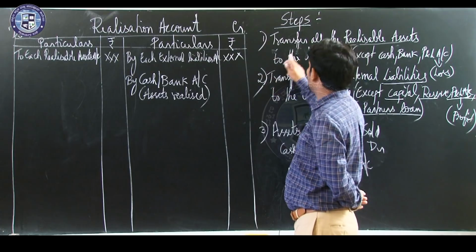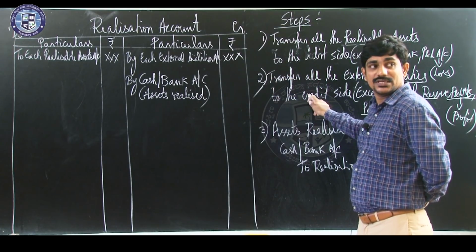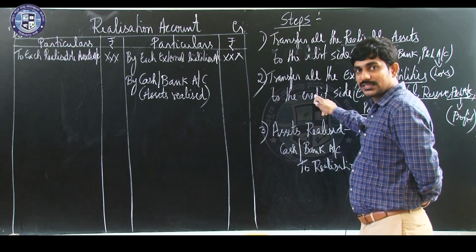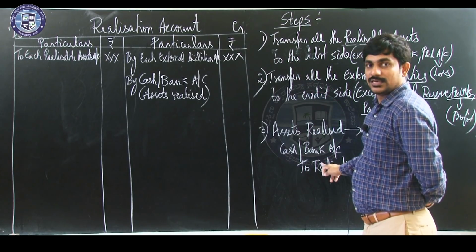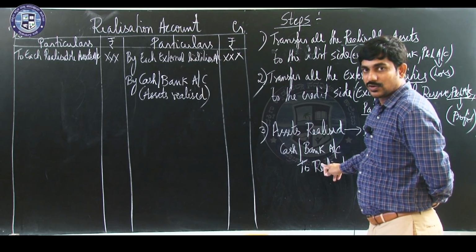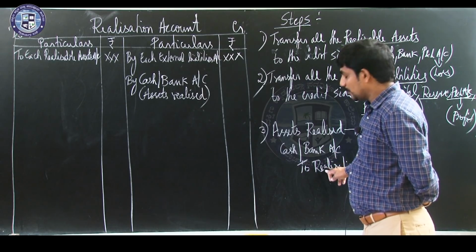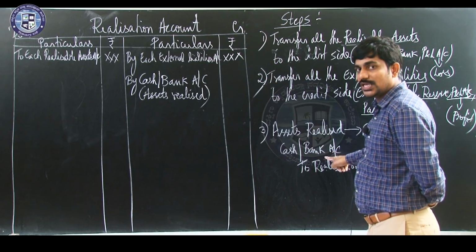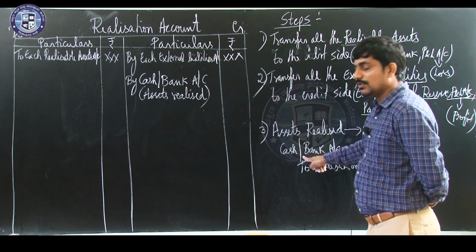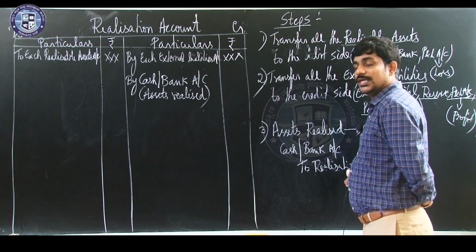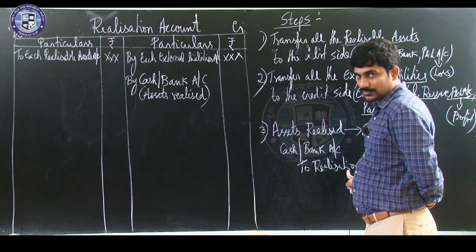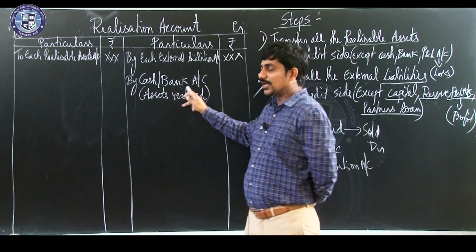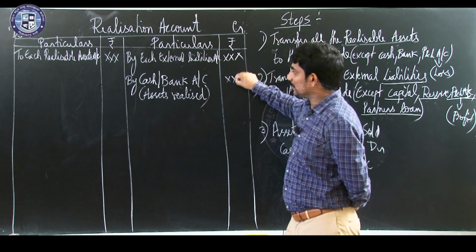But because we have already closed all the assets and liabilities accounts, we cannot transfer that amount to the asset account. Instead, we have opened a new account, the realization account. So the entry will be cash or bank account debited to realization account. So realization account is credited by which account? Credited by cash or bank account, that is the assets account.